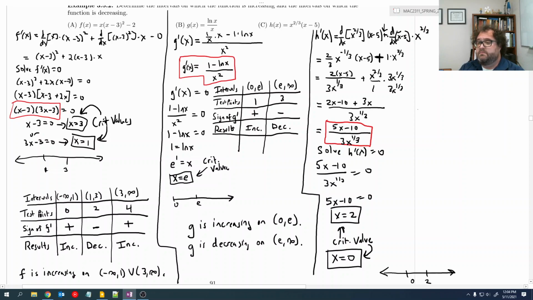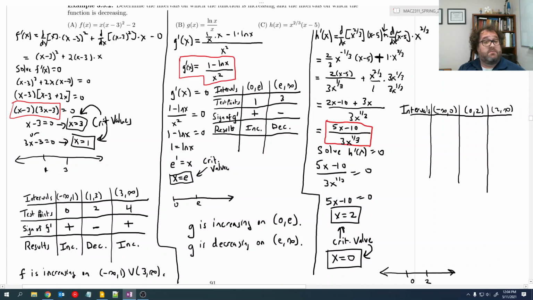So let's build out our chart. And so we have what? Intervals. Okay, so we have negative infinity to 0. And we have 0 to 2. Then we have what? 2 to infinity.